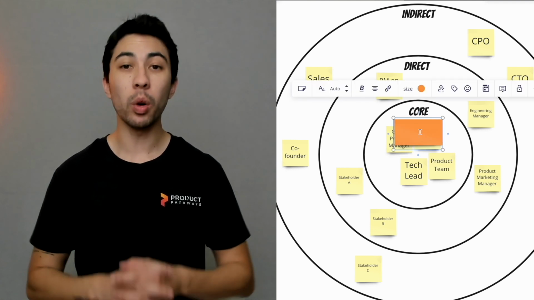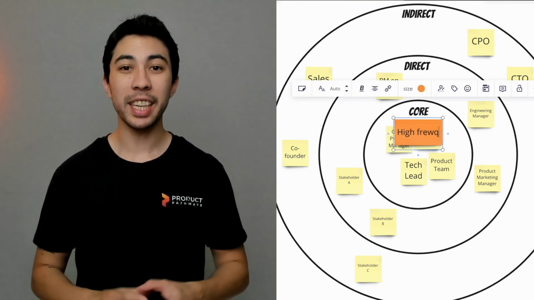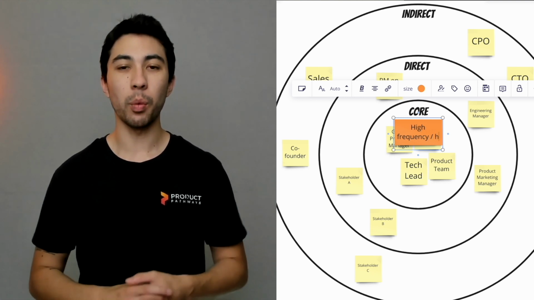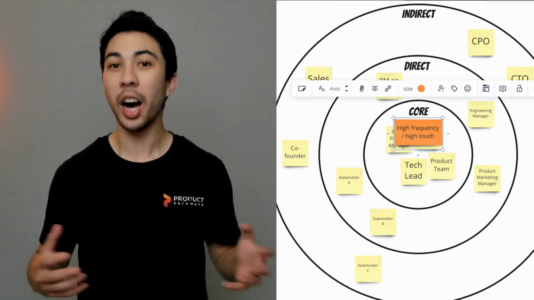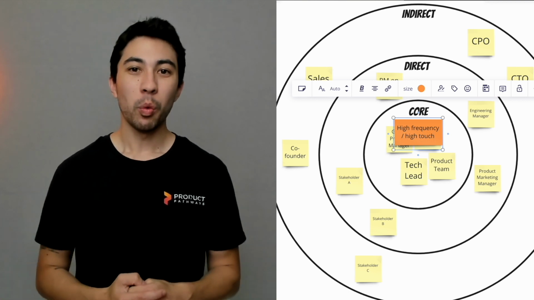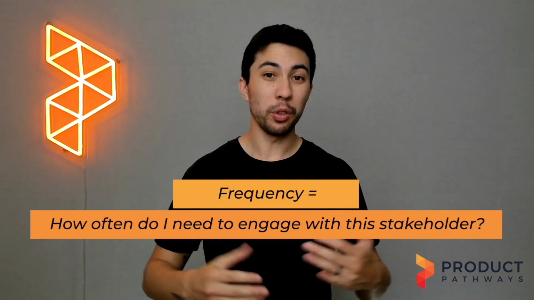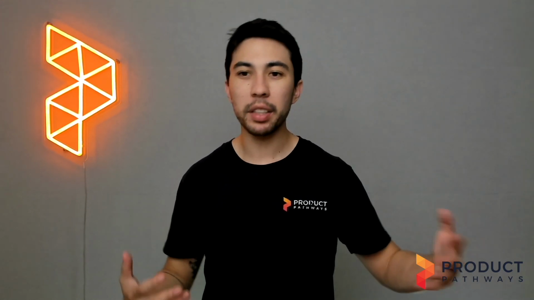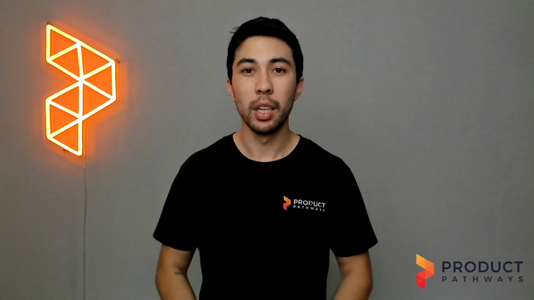As a result, what we want to do with these stakeholders is engage with them at a high frequency. And we also want to do it in a way that is what I like to call high touch. So what do I mean by these two things? Well, frequency is all about how frequently you are going to engage with that stakeholder. Daily, weekly, bi-weekly, monthly, bi-monthly, quarterly, or even on an ad hoc basis.